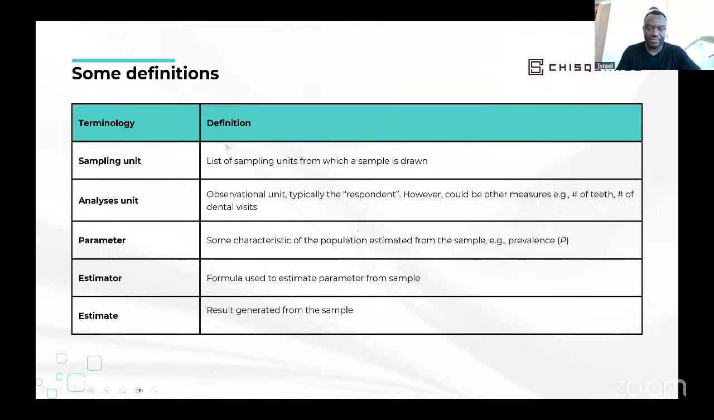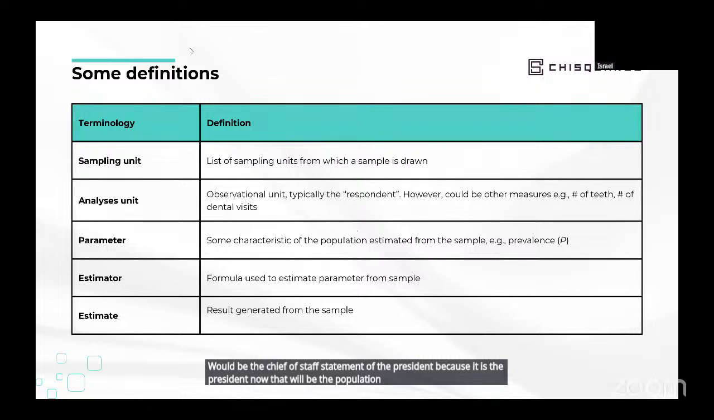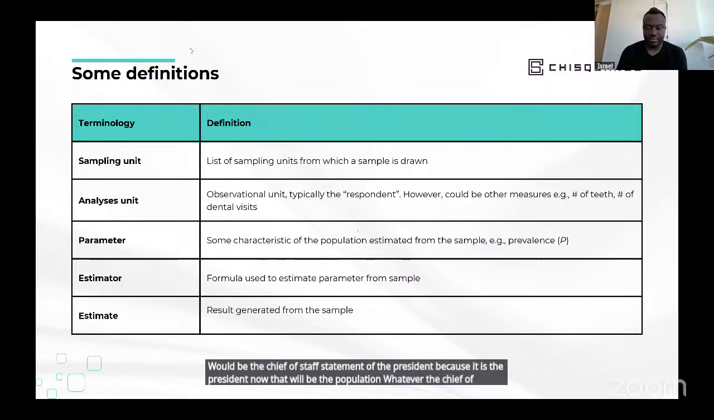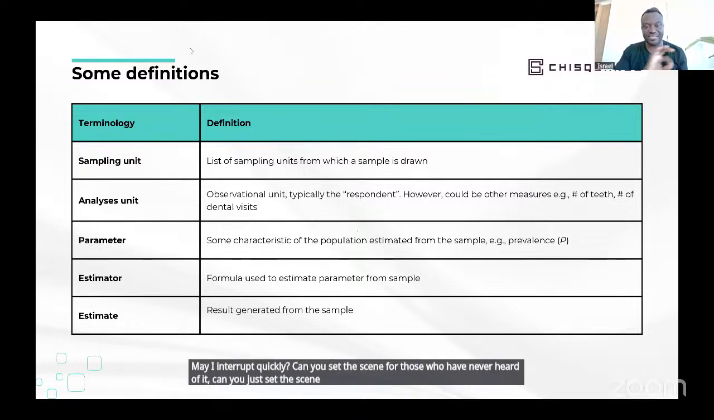Jeremiah. All right, thank you. For the estimates, it would be the chief of staff's statement of the president, because it is the president now that will be the population. So whatever the chief of staff says about the president could be an estimate. May I interrupt quickly? Can you set the scene for those who have never heard of it? Can you just set the scene and then fit in the different parts, please?